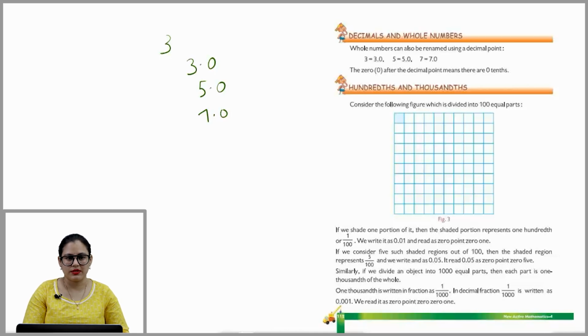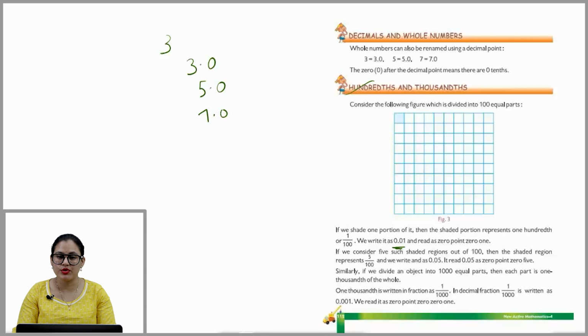Hundredths and thousandths. Consider the following figure which is divided into 100 equal parts. If we shade one portion of it, then the shaded portion represents 1/100 or 1 by 100. We write it as 0.01, okay. If we consider 5 such shaded regions out of 100, then the shaded region represents 5 by 100 and we write it as 0.05, okay.